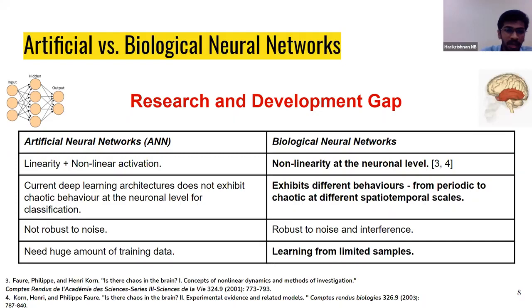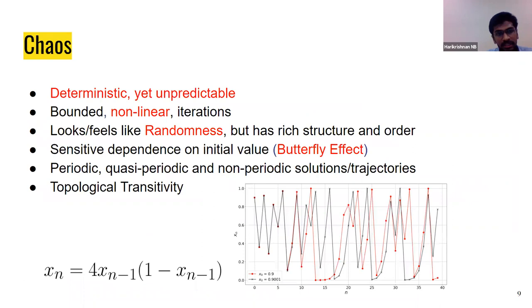The current learning algorithm is not robust to noise. As we have seen in biological neural networks earlier, there is a tremendous amount of noise, but still we are able to make sense of what we perceive in the world. Then, the current ANNs need a huge amount of data for training, while biological neural networks learn from limited training samples. So this motivates us to develop chaos theory inspired learning algorithms. Chaos pretty much fills this gap between AI and neuroscience.